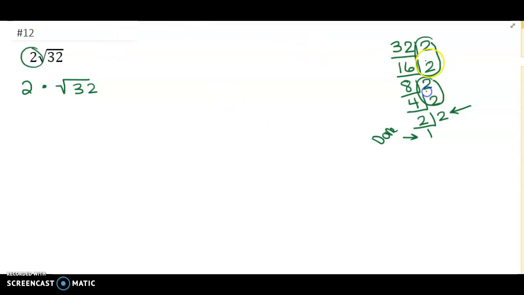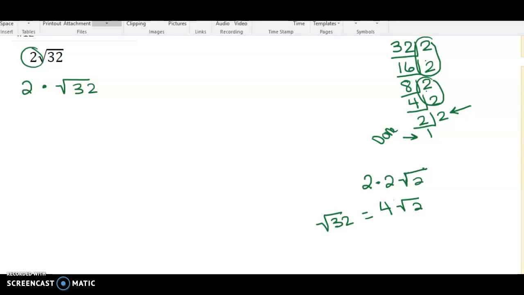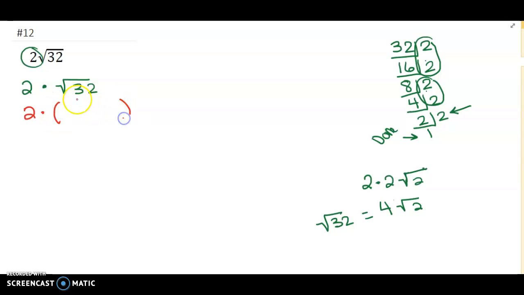Okay, so the pairs come out front, so I have a 2 out front and another 2 out front. Leftovers go in the fridge. So this is 4 square root of 2. So square root of 32 is the same thing as 4 square root of 2. So I'm going to come back here and say, well, this is 2 times, and I'm going to replace square root of 32 with its simplified version, 4 square root of 2.